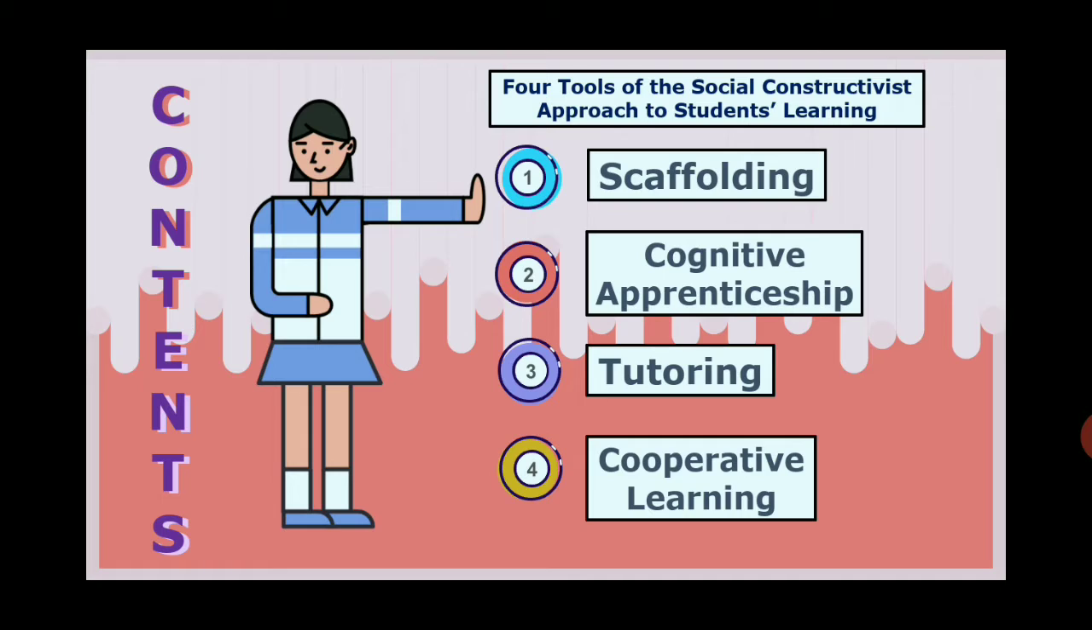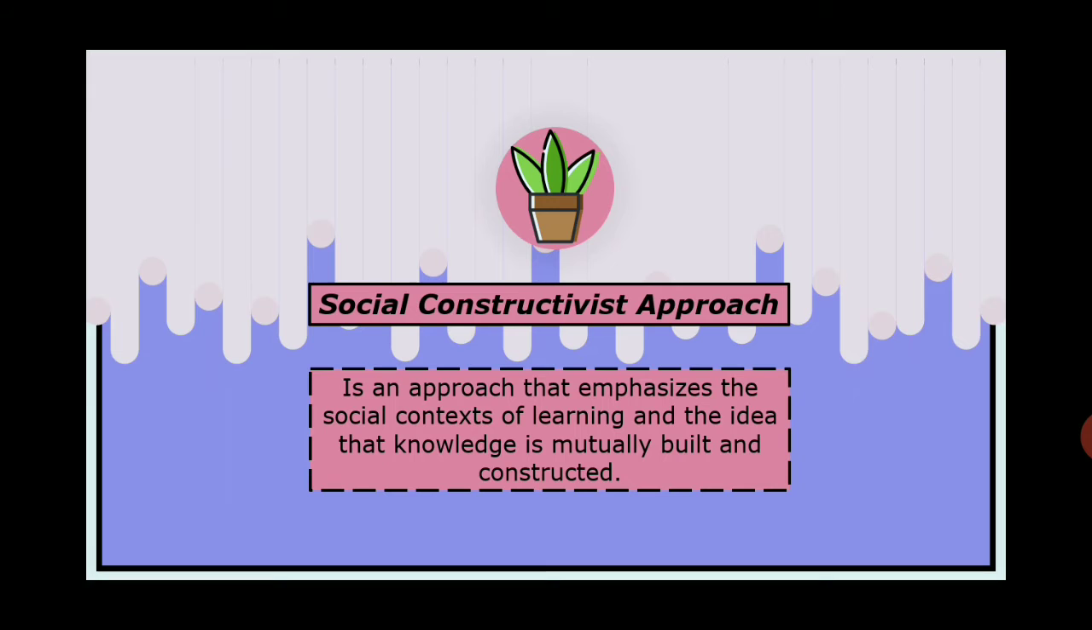The contents of this report will be all about the four tools of the social constructivist approach to students' learning: scaffolding, cognitive apprenticeship, tutoring, and cooperative learning. Let us get to know first about the social constructivist approach.